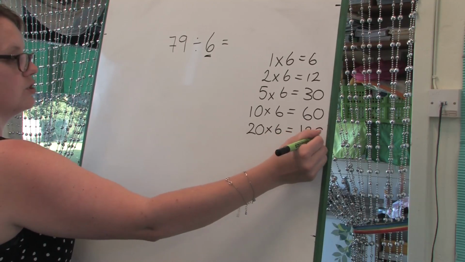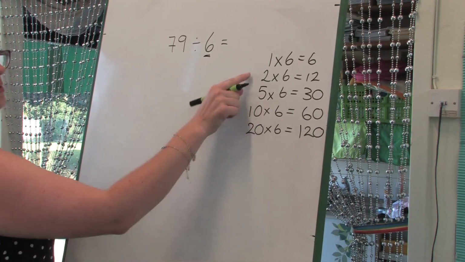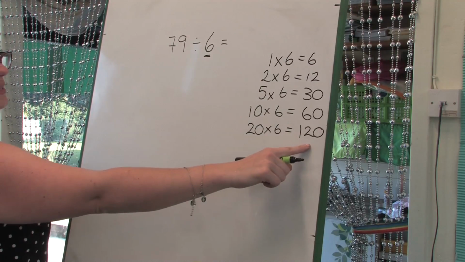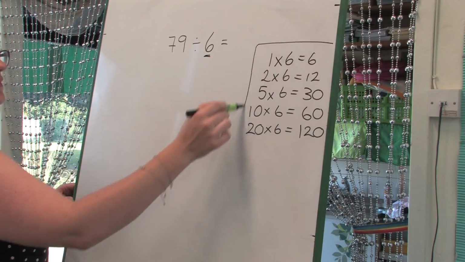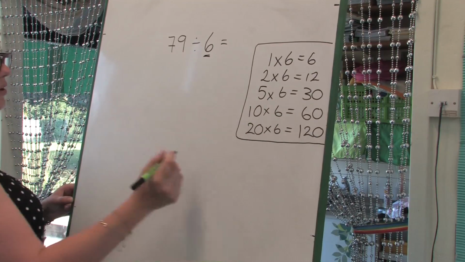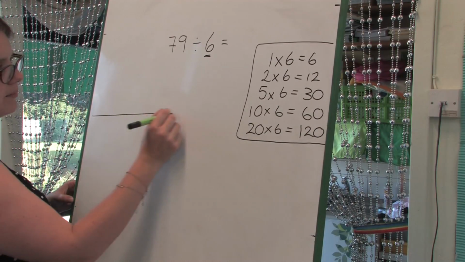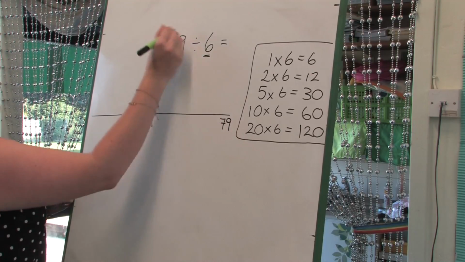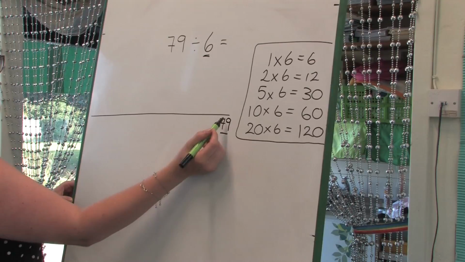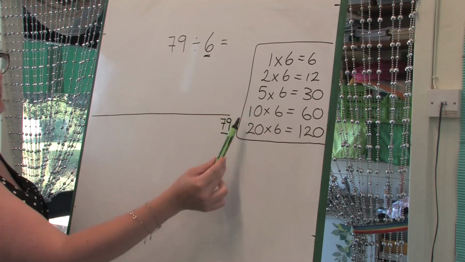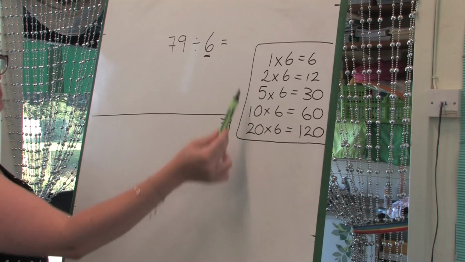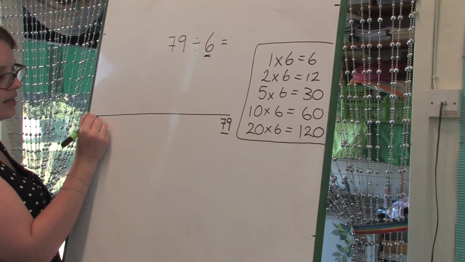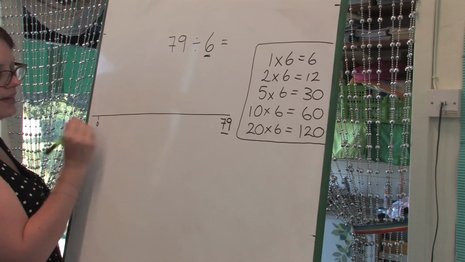20 times 6, they can use their 2 times 6 knowledge and then times it by 10 to get their 120. Once we've got these key facts, it will make their life a lot easier. We draw our number line out, starting with the number we want to divide at this end, so 79. We need to look at our key facts and see which one of these will help us take a big chunk away to try and get us as close to 0 as we can.